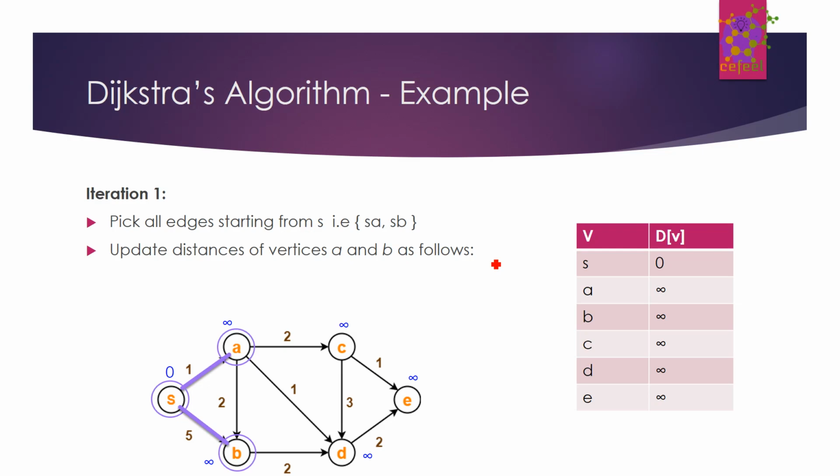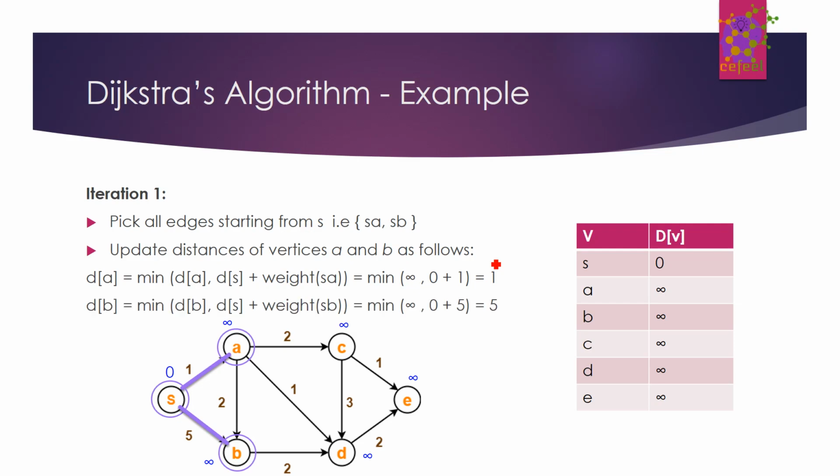So distance of A is currently infinity, distance of B is also infinity, but then we have found a path, or we have found a new edge SA, which is of weight 1. So what will be the distance of A? So distance of A is just 1 because we are able to reach A in just one step. Similarly, distance of B will be 5 because we are able to reach B in 5.